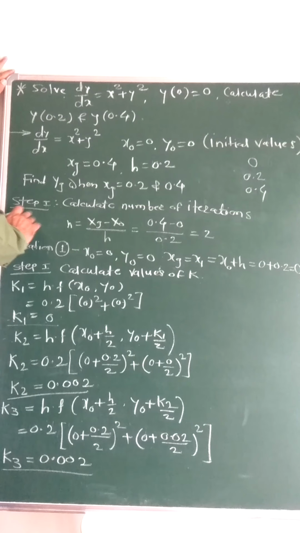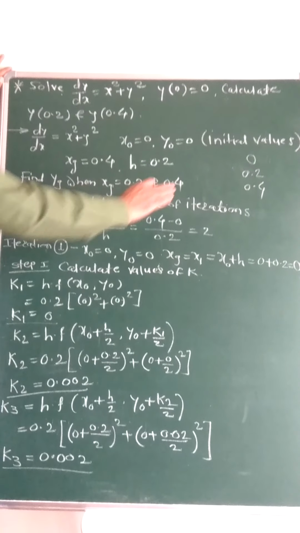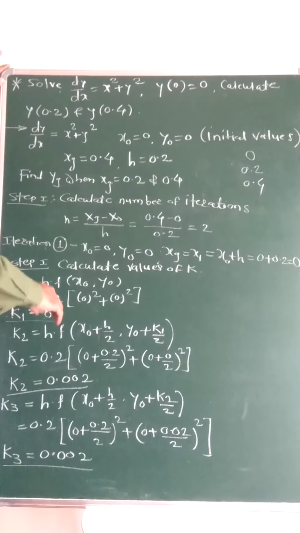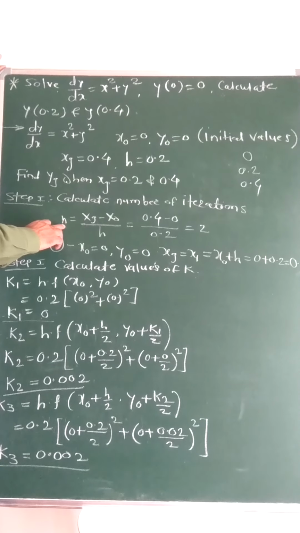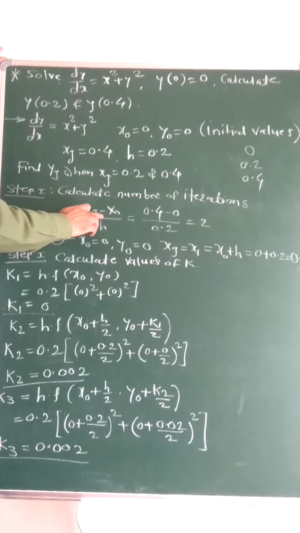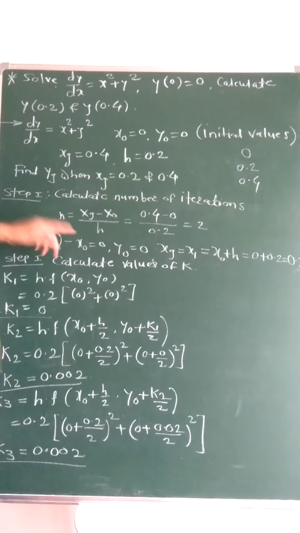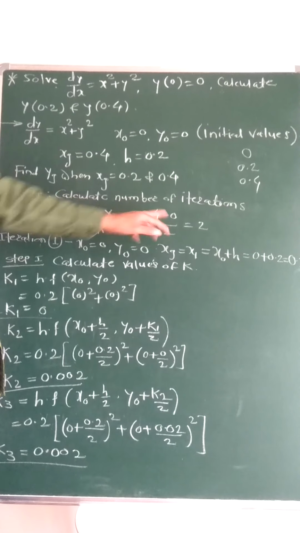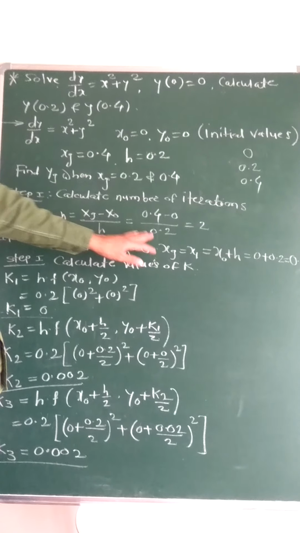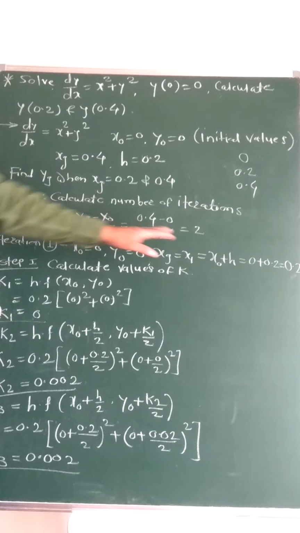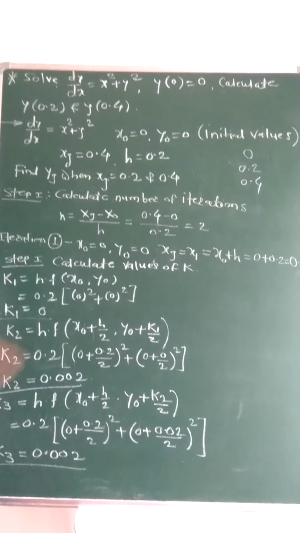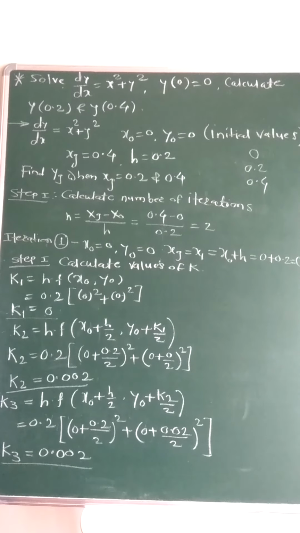Now step number 1 is to calculate the number of iterations. It is calculated by using the formula n, that is number of iterations, is equal to xg minus x0 divided by h. Here xg is equal to 0.4, x0 is equal to 0 and h is 0.2. Therefore, number of iterations are 2. It means that you have to solve this problem up to 2 iterations.